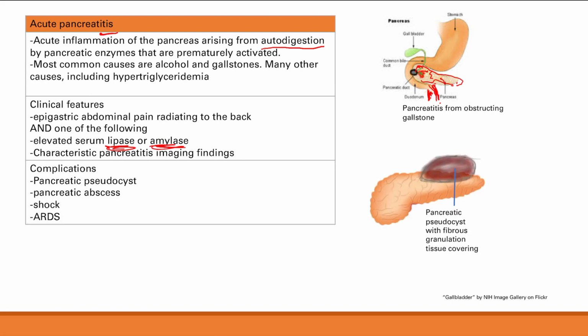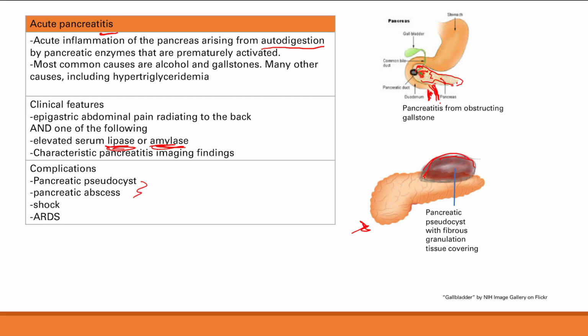Now, complications from this pancreatitis, from this inflammation, are you can have a pancreatic pseudocyst, which I've depicted in this picture. And this is basically a pseudocyst, and it's a fibrous granulation tissue covering it, okay? And it's basically all this pancreatic fluid. The next thing you can have is a pancreatic abscess. So it's a walled off infected necrotic tissue and all that pus. It's walled off, so that can be a complication.